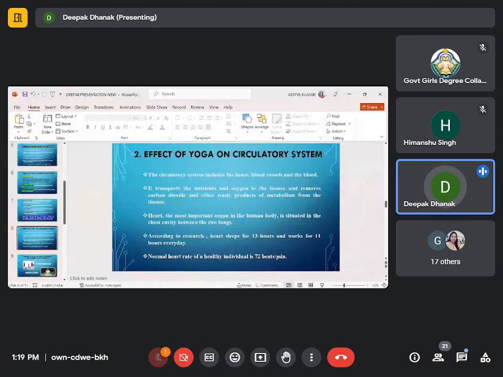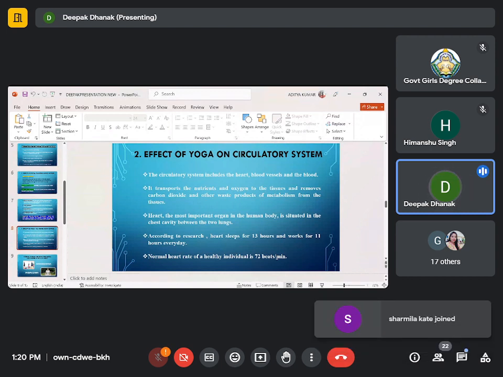Next point is the effect of yoga on the circulatory system. The circulatory system includes the heart, blood vessels, and the blood. It transports nutrients and oxygen to the tissues and removes carbon dioxide and other waste products of metabolism from the tissues. The heart, the most important organ in the human body, is situated in the chest cavity between two lungs. The heart is an involuntary muscle. It is also known as cardiac muscle, which initiates its own contraction and controls it quite independently.